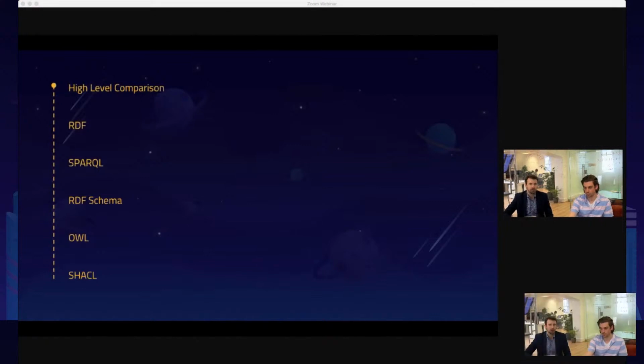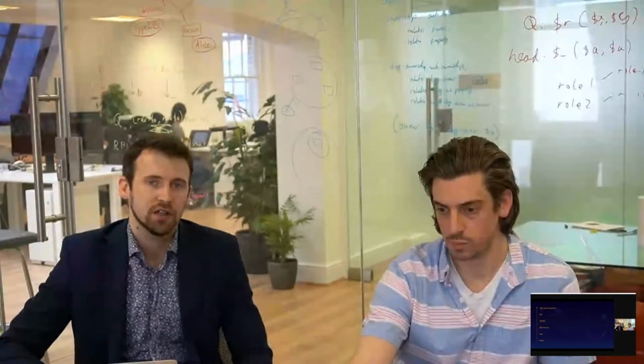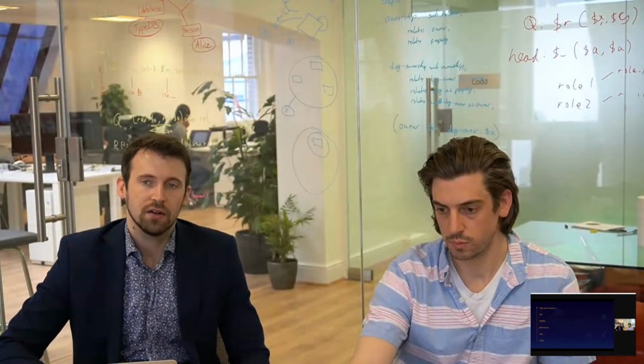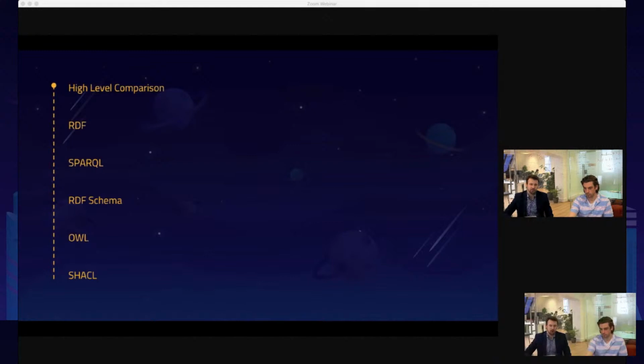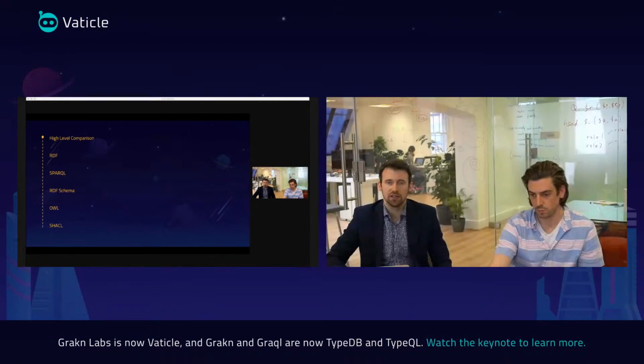We will be looking at and comparing those to how they relate and differ to TypeDB. And those are RDF, SPARQL, RDFS, OWL, and finally we'll touch a little bit on SHACL. For none of those are we going to go very deep, but we're definitely going to touch the surface of the key assumptions, the key modeling, and the key things to consider with each technology compared with the other.